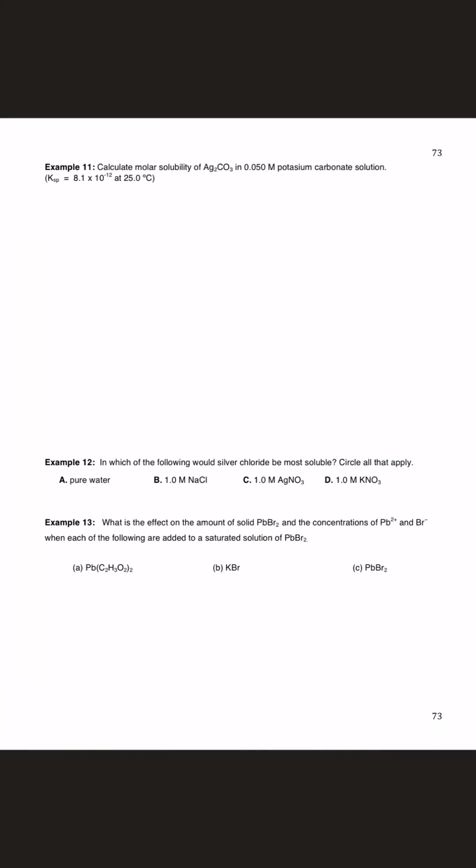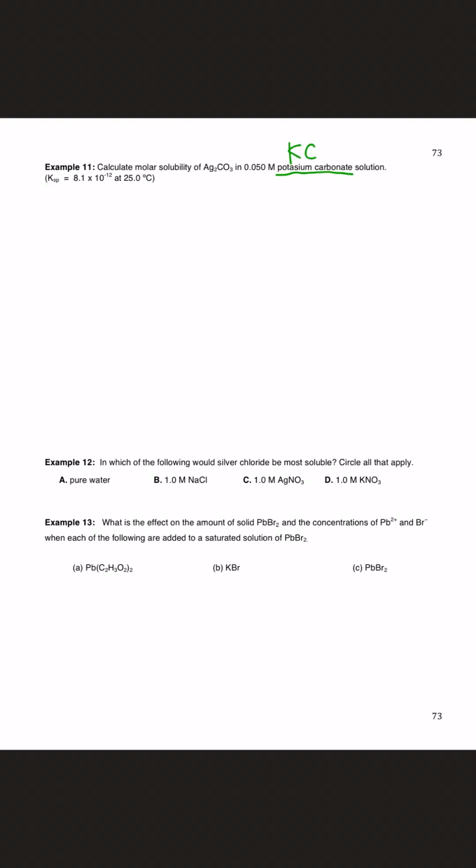Calculate the molar solubility of silver carbonate in 0.05 molar potassium carbonate solution. Again, it's giving us two different substances. We have silver carbonate and we have potassium carbonate. You probably recognize that the carbonate and carbonate are the same. Therefore, this type of problem is a common ion effect problem again. So I'm going to write out the chemical formula of potassium carbonate.